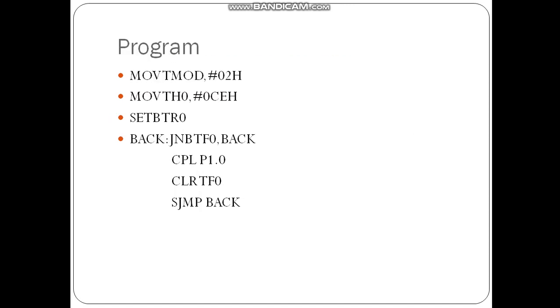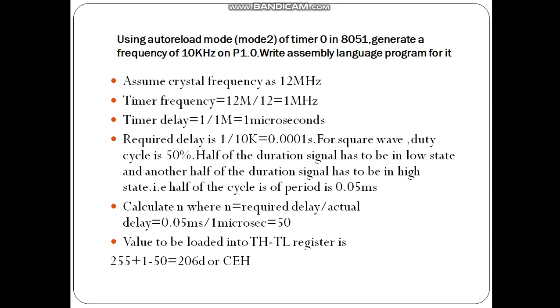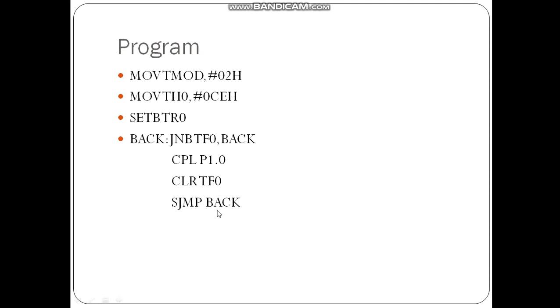Next we will proceed with the programming. Here we are saying that timer 0 has to be used in mode 2. So we have to program the corresponding bits of the TMOD register. Here the value that has to be loaded into the TMOD register is #02H. Then the calculated value, that is CEH, has to be loaded into the TH0 register. Then we have to start the timer and we have to continuously monitor if there is an overflow.